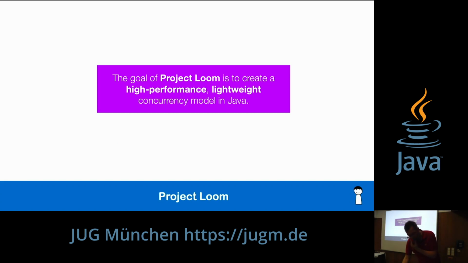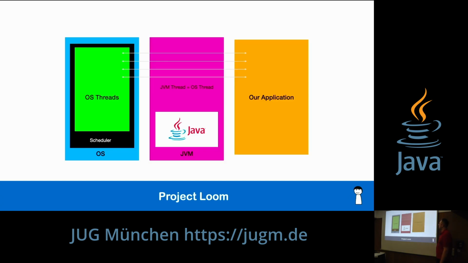Because now we'll be talking about yet another project. This project is Project Loom. That's the highlight of everything that was happening recently in Java, the one that was definitely the most talked about. The goal of Project Loom is to create a high-performance, lightweight concurrency model in Java. What does it mean in practice? Whenever we create a new thread in Java, we might start it a bit differently. The stars of Project Loom are virtual threads.